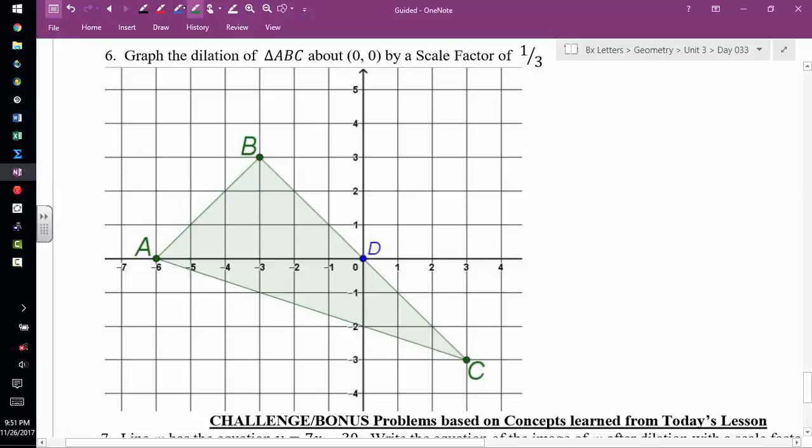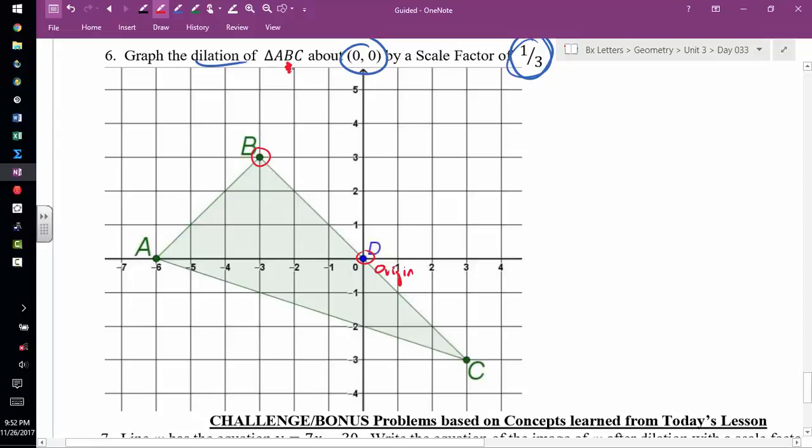So in 6, now we're doing a dilation, still about the origin, about that point D, but now we're making it 1/3 the size, smaller. And whenever you're dealing with difficult scale factors, not whole numbers and not like a half, you kind of want to dissect this into a slope problem.